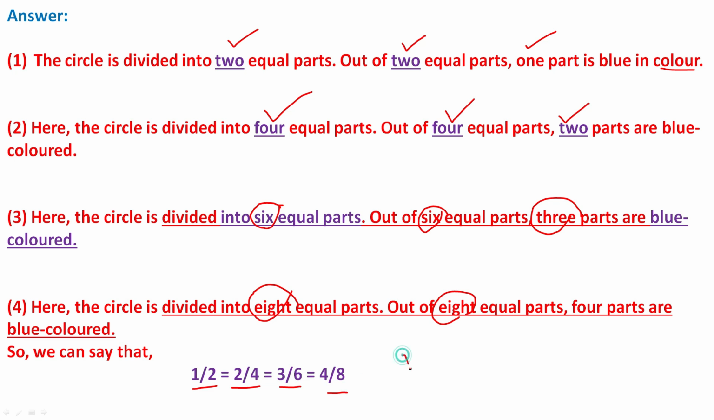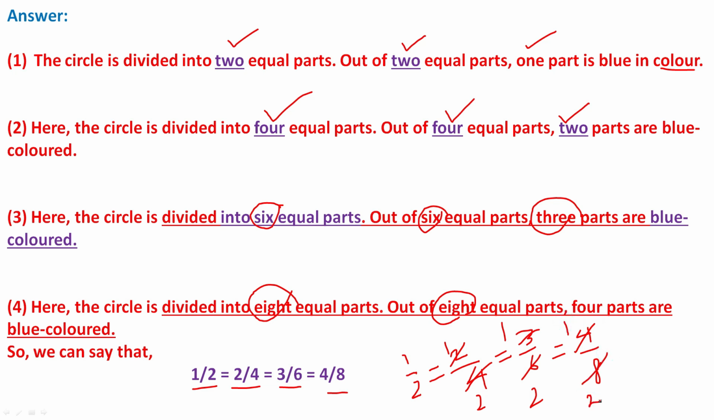How is it? 1/2 is equal to 2/4. Just multiply the number: 1 2 is 2, 2 2s are 4. So 1/2 is equal to 3/6. How is it? 1 3 is 3, 2 3s are 6. So again 1/2 we are getting is equal to 4/8. How is it? 1 4 is 4, 2 4s are 8. So all are equal to 1/2 only. So they are equivalent fractions. They are equal.